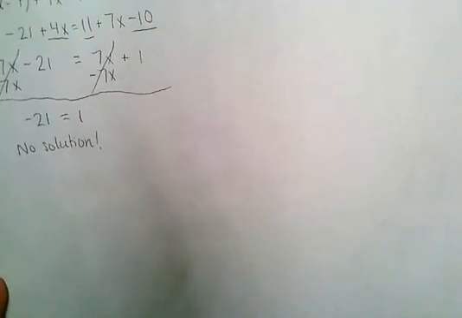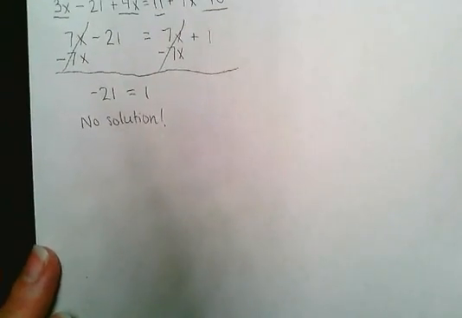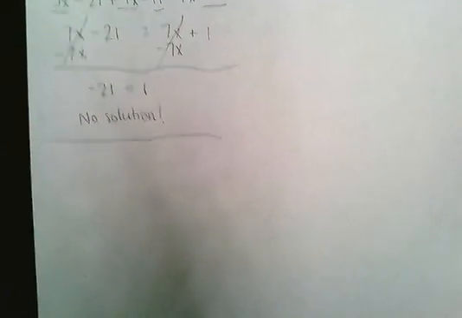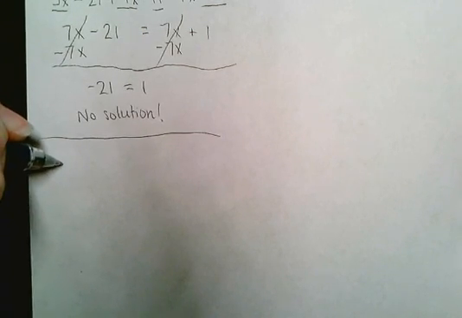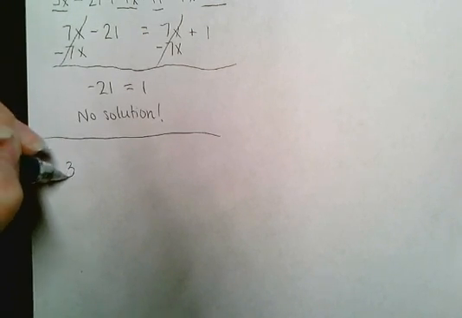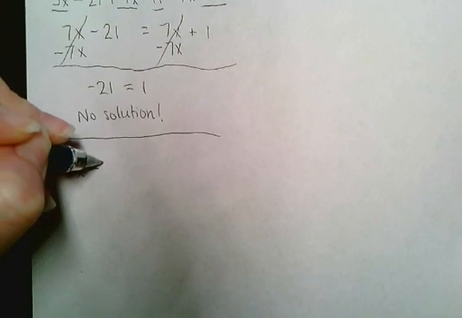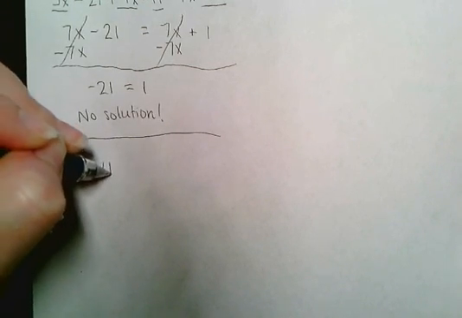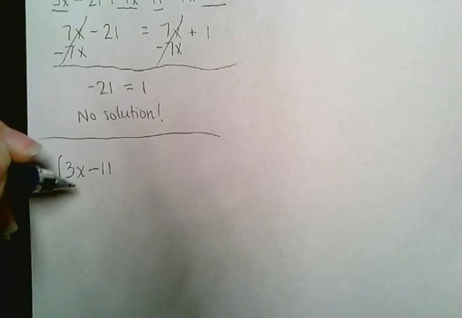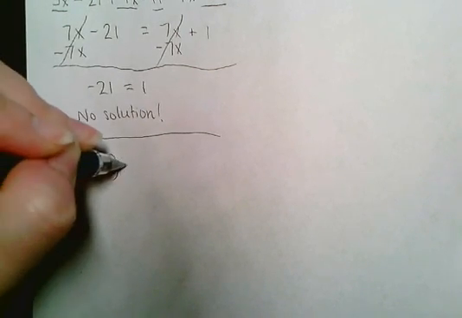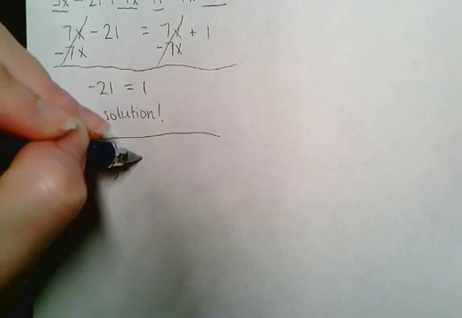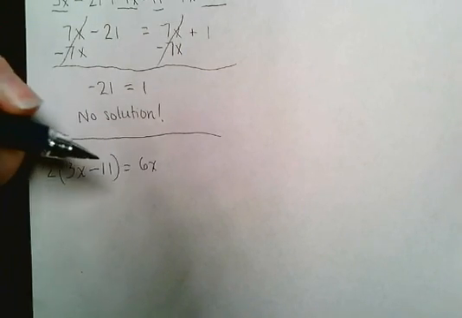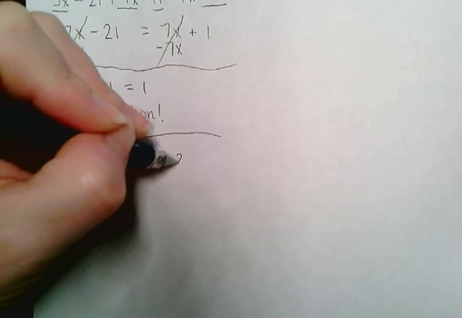Now, what would happen if there's a true equation? So what would happen if I had 3x minus 11 times 2 equals 6x minus 22.